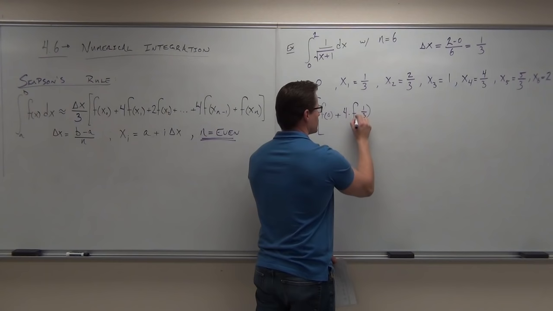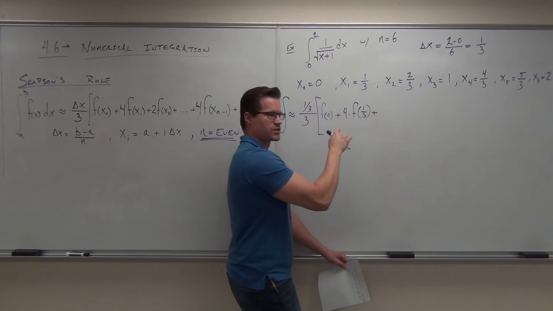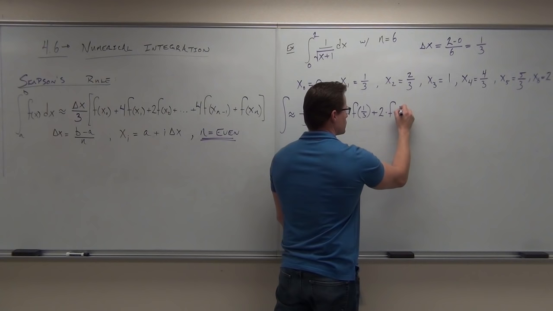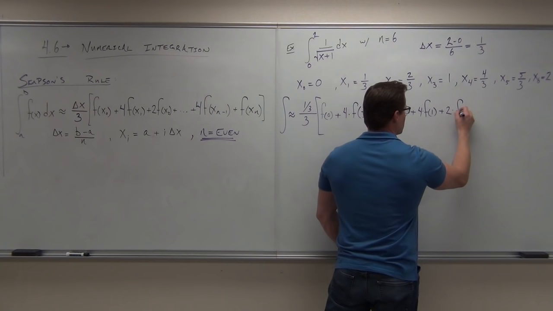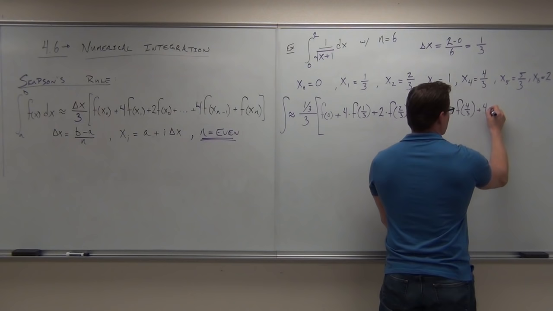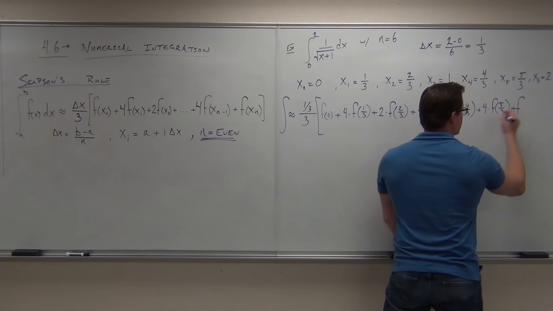Plus what? Two. Because, here's how it works. Starts with nothing, then it goes four, then it goes two. F of two-thirds. Then it goes to what? Four. F of? One. Then it goes back to two. F of four-thirds. Then it goes back to four. F of five-thirds. And then it does what, please? F of? Two-thirds. Yeah. But notice there's nothing here.